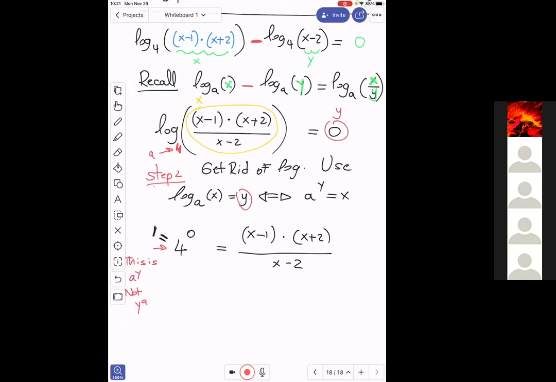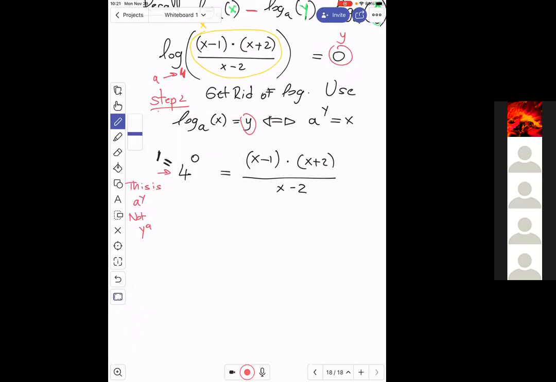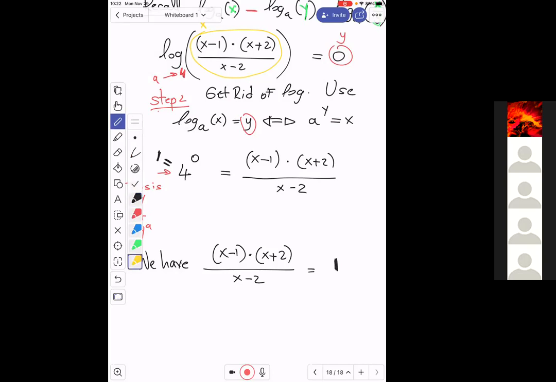So what we have is the following: x minus 1 times x plus 2 over x minus 2 equals 1. That's 4 to the power 0. So we have an equation between two fractions. The right side doesn't look like a fraction; it's a whole number, 1, but if you divide 1 by 1, which is still 1, you can make it look like a fraction.